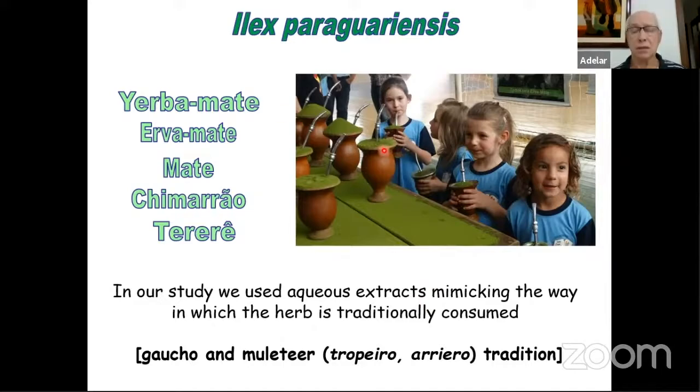The herb is dried, still green, and it is used to prepare this beverage here. It is very rich in methylxanthines, which is caffeine and theobromine, for example. It is highly stimulating, but it also has other effects. In our study, we used aqueous extracts mimicking the way by which the herb is traditionally consumed.